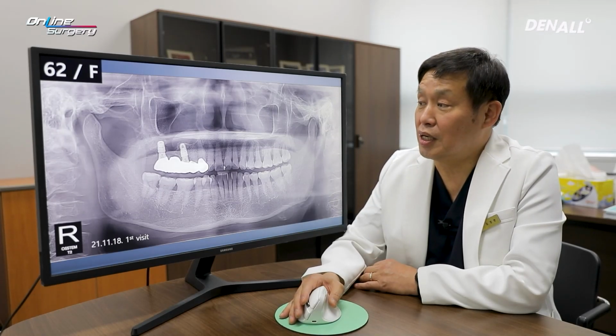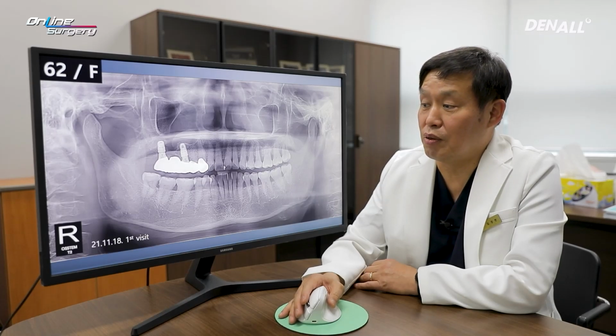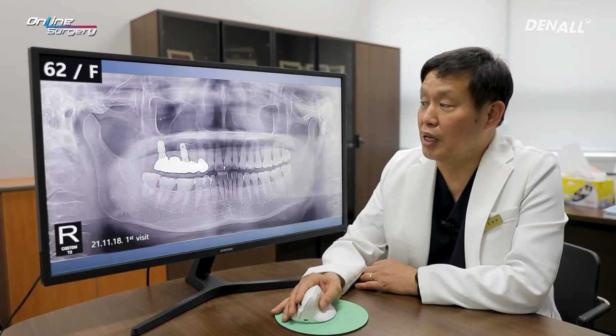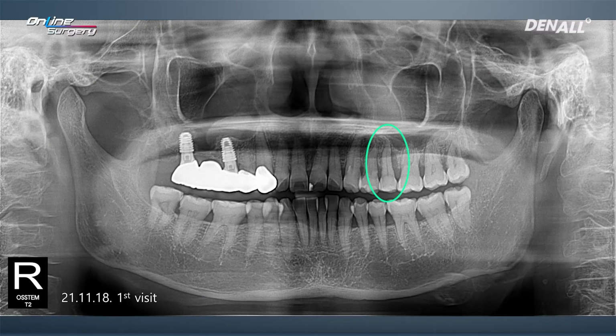Today we're going to look at a surgical clip. Let's look at today's surgical patient. A 62-year-old female patient. The patient first came in November 2021. In number 25, there was pain and bleeding, and there was also mobility.